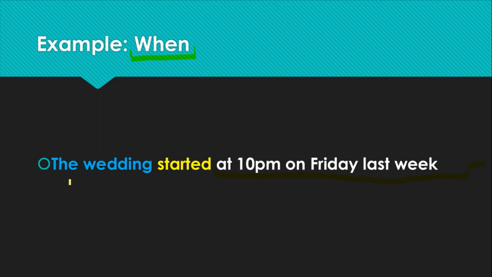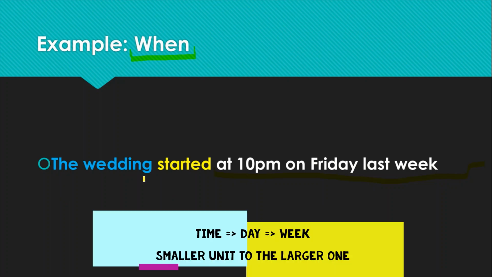Alright, so the who and the what. So we have the wedding started at 10 p.m. So we say the time first. And then on Friday, then we talk about the day. Last week, then we say the week. We are going from the smaller unit, which is the time, to the day, to the larger unit, which is last week. We can even say the wedding started at 10 p.m. on Friday last week, last year, last decade, right? So all that we have to do is go from smaller to larger.